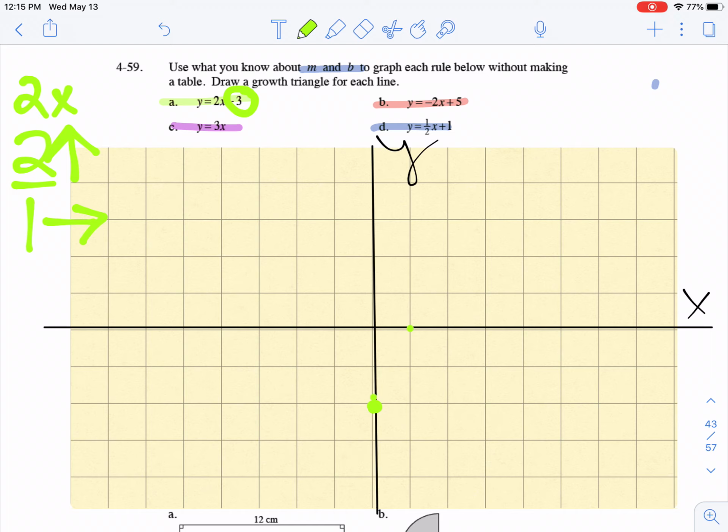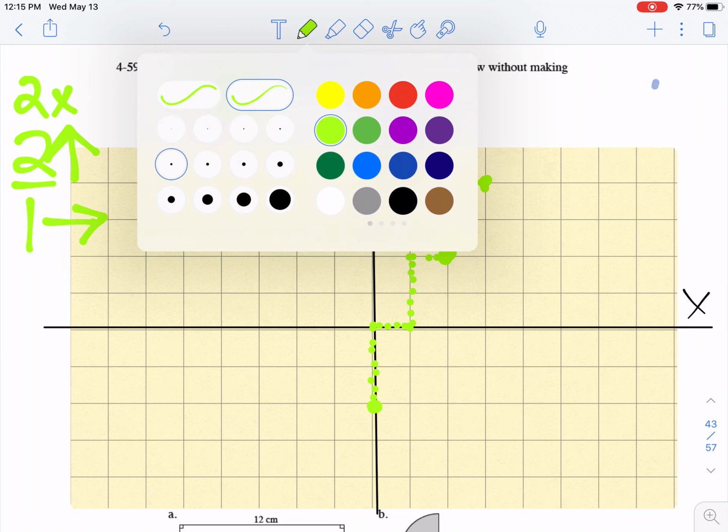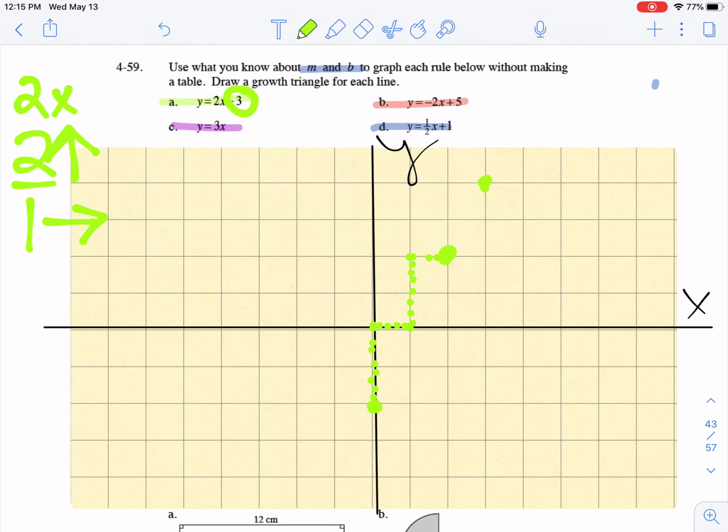This is the growth triangle it's talking about. Okay, up 2, right 1. Okay, so those are the points I get. And then you would connect them to make your line.